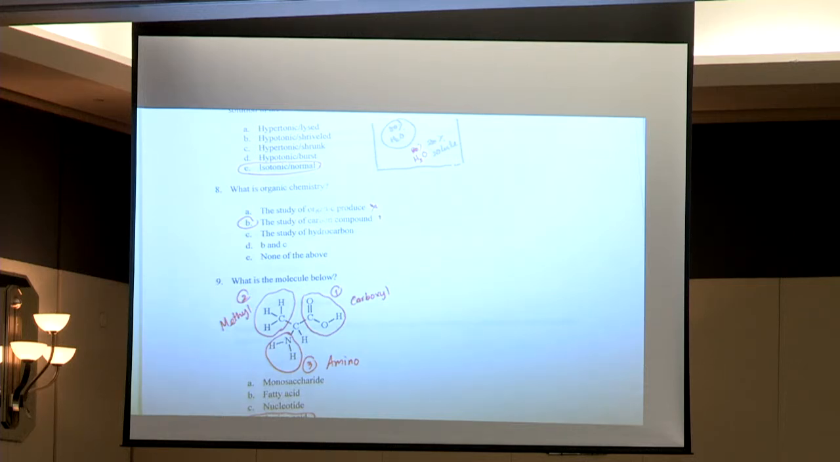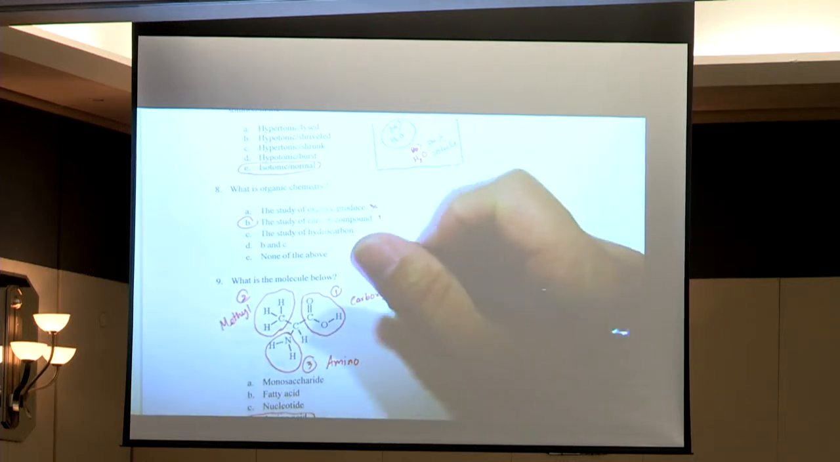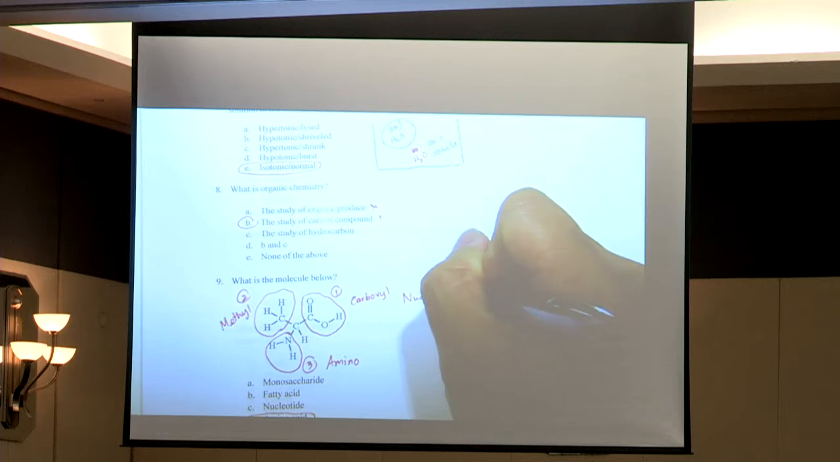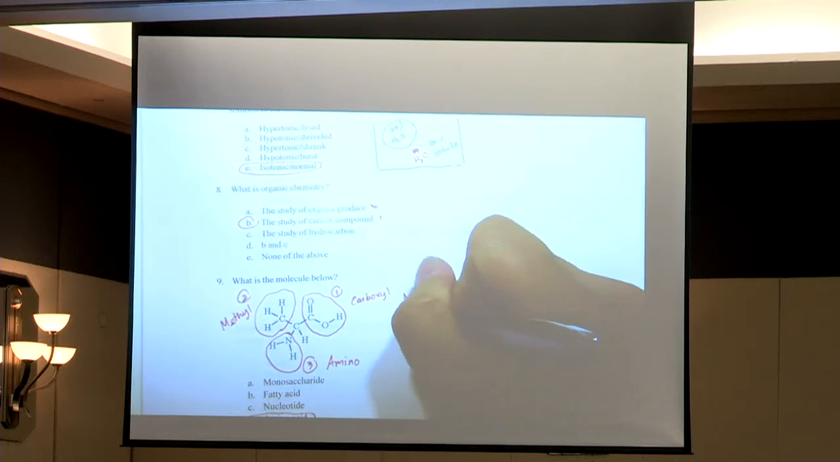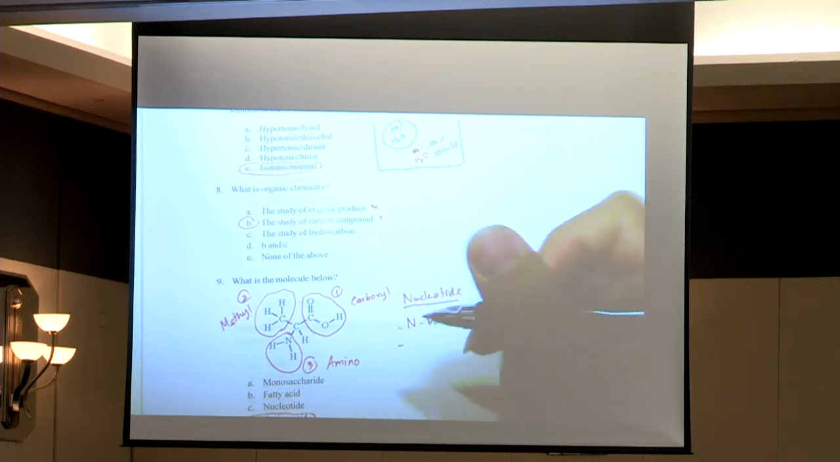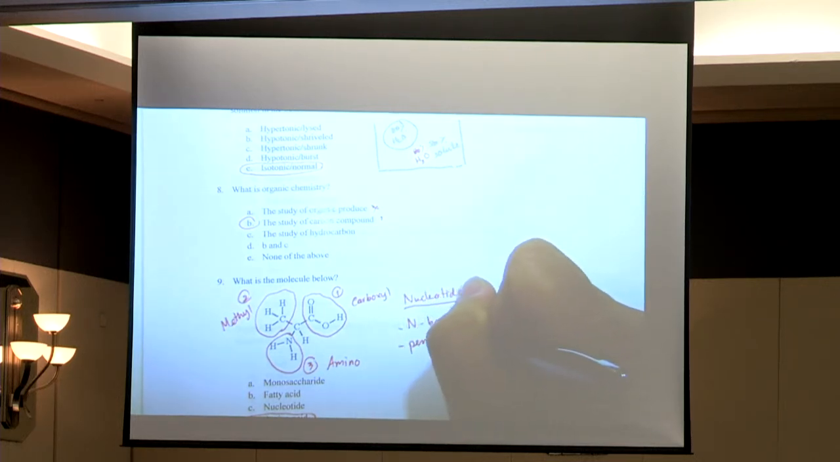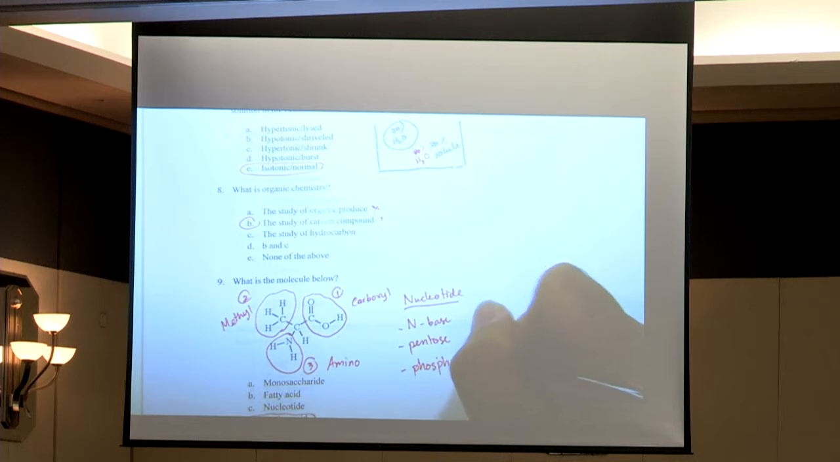Monosaccharide generally doesn't have nitrogen, so you can just cross that out to begin with. Fatty acid doesn't have nitrogen either normally. And nucleotide, what's the difference between nucleotide and the amino acid? Nucleotide has pentose, right? Let me put this here to help remind you a little bit about nucleotide. Nucleotide would have a nitrogenous base, the pentose, and the phosphate group. Okay, so that's different.